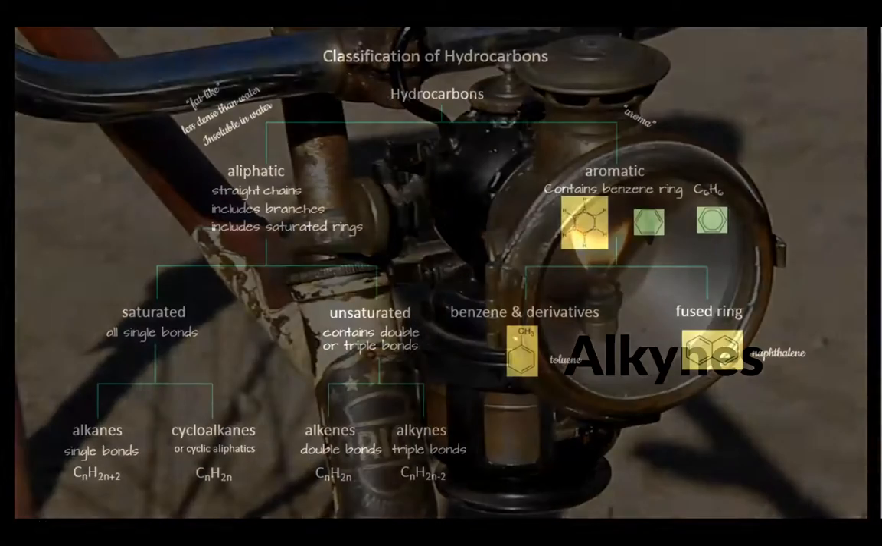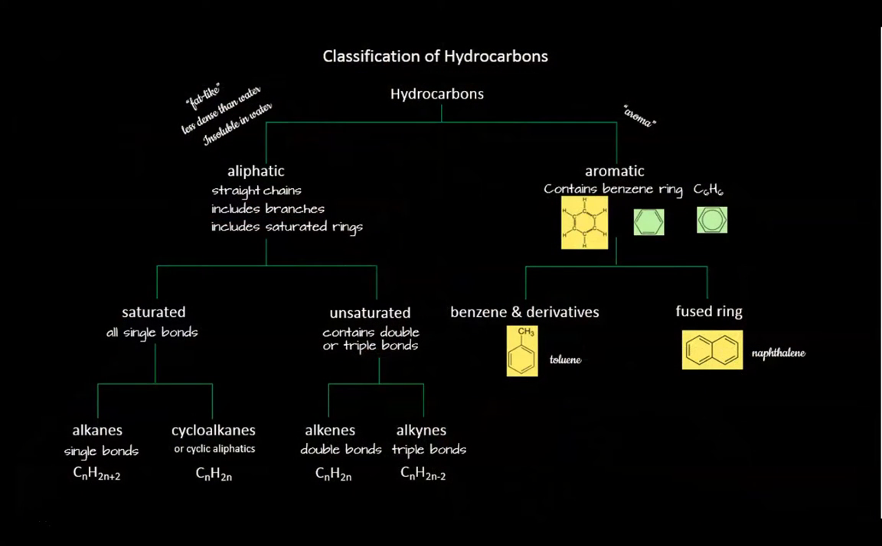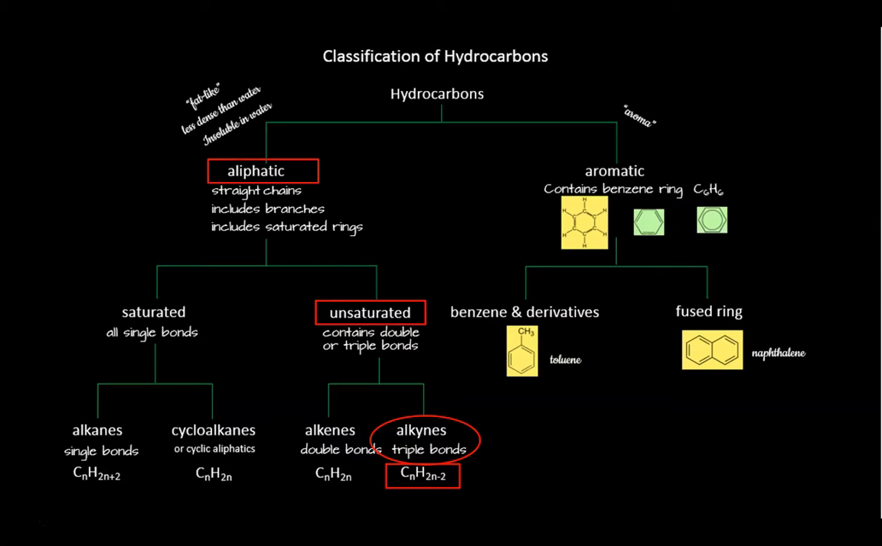Alkynes. Let's look at the characteristics of alkynes on this flowchart down here. This formula describes any alkyne consisting of one triple bond and only carbon and hydrogen atoms. They are unsaturated and are part of the aliphatic group of hydrocarbons. There are straight chains and branched chains.